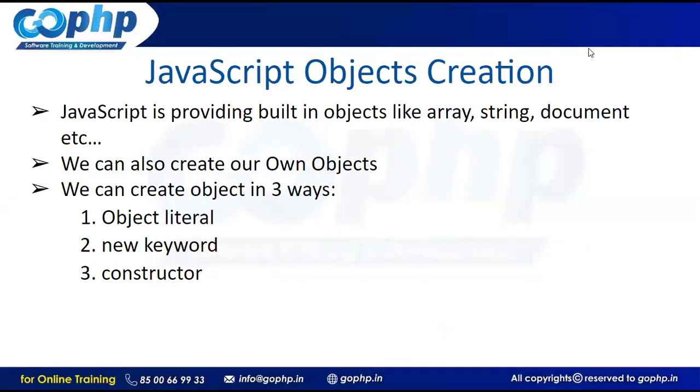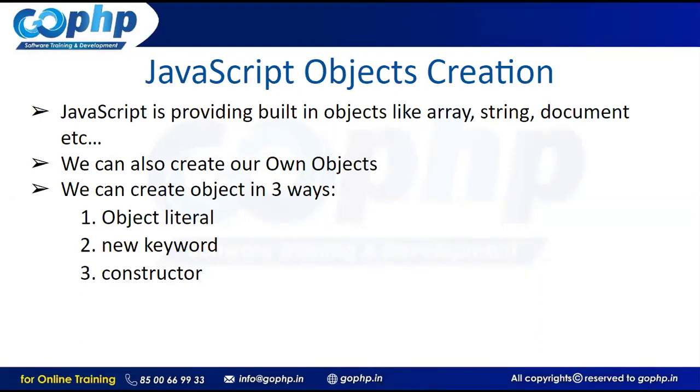Next is object creation. How can we create an object here, right? JavaScript provides some built-in objects like array, string, document object, window object, history object. Later we are going to see these in great detail. So JavaScript always provides some built-in objects, and we can also create our own objects as well. But to create our own objects, we have three ways. One is by using a literal, one is by using the new keyword, and one more is by using a constructor.